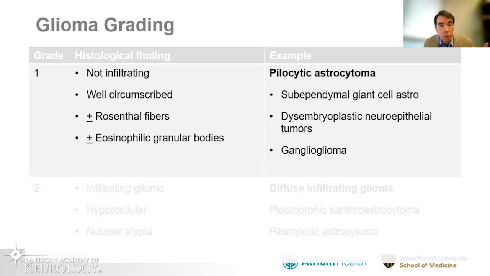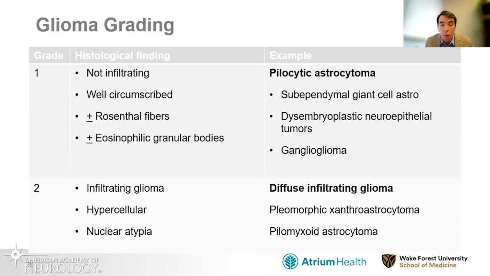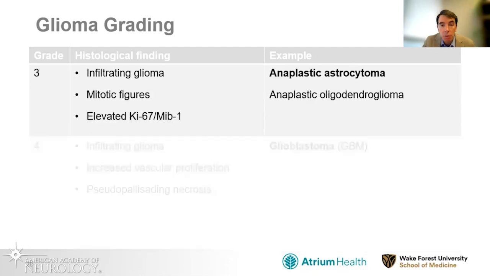There's some histologic features of grade 1 tumors, those Rosenthal fibers, eosinophilic granular bodies, are things we test neuro-oncology fellows on. Grade 2 tumors are infiltrating. They're not well circumscribed in the brain. They're infiltrating. They're out in the brain. They're hypercellular. There's some nuclear atypia, but they look really like normal brain. And so that tends to be the feature of grade 2.